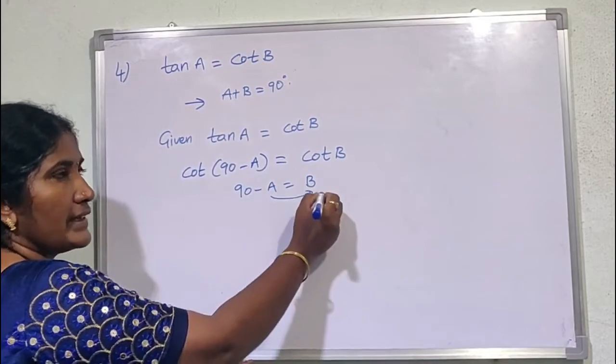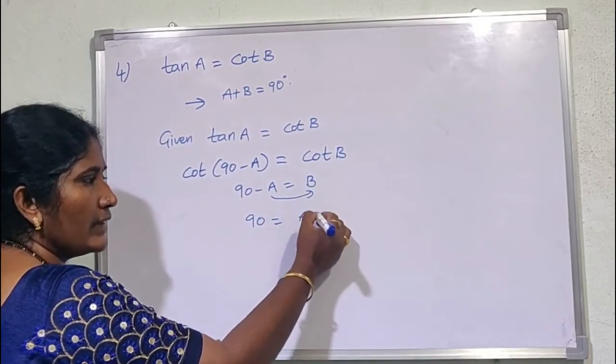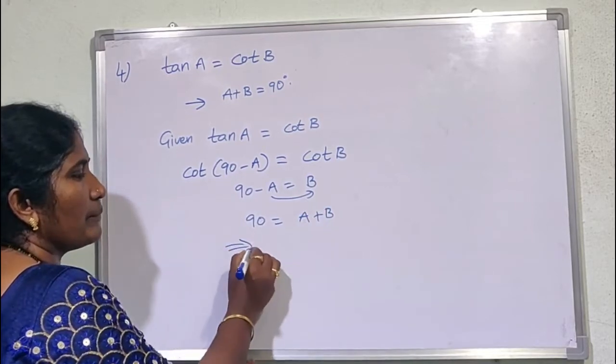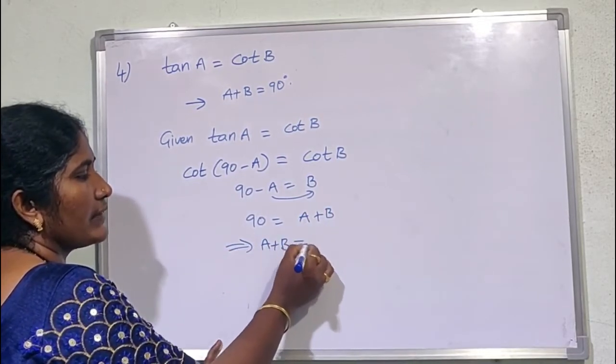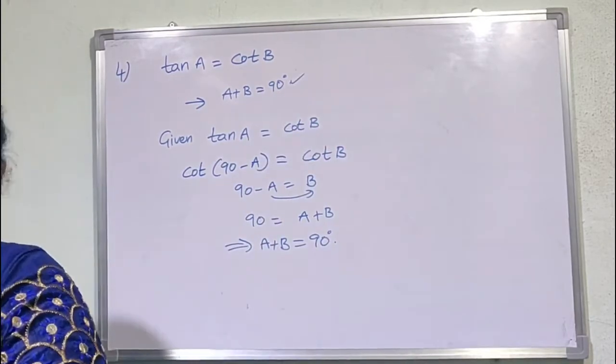So transpose minus A to RHS. Then 90 is equal to minus A becomes plus A. Already plus B is there. So that implies A plus B is equal to 90. What we want to prove. Next, the fifth question.